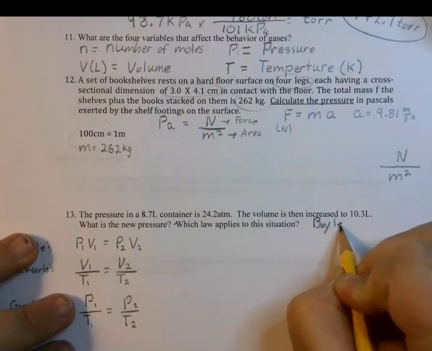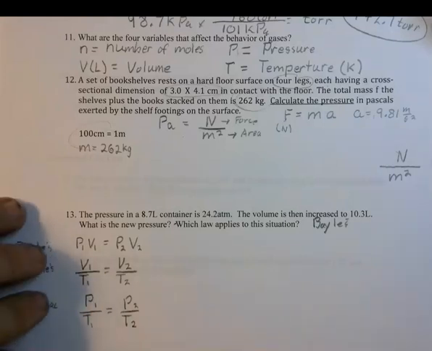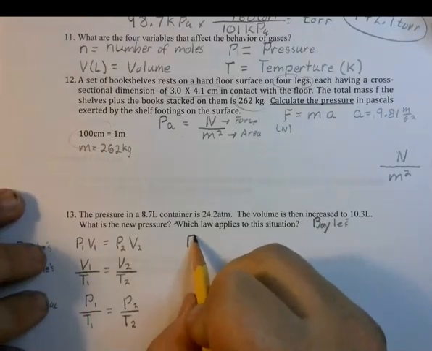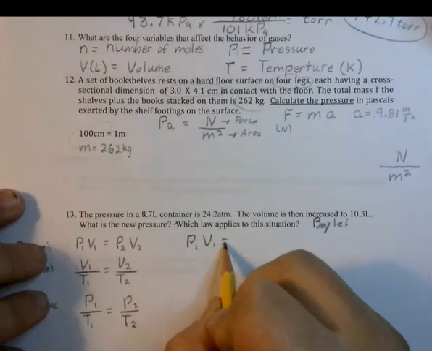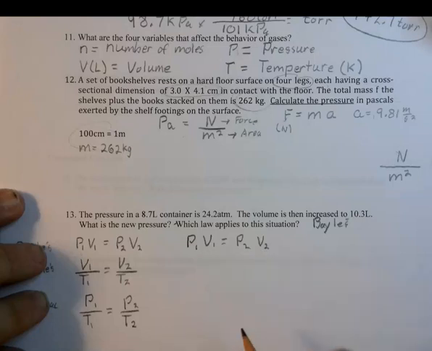And I'd like you to always write out a formula, even though it's on a piece of paper in front of you, possibly. Write it out anyway. So for this problem, P1 V1 equals P2 V2. And what you can then do is just write the numbers down below.